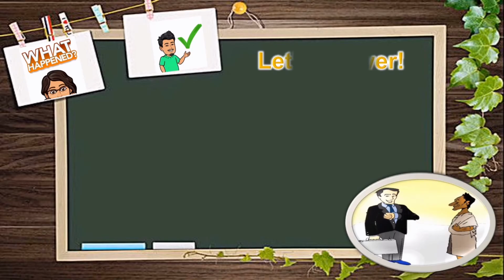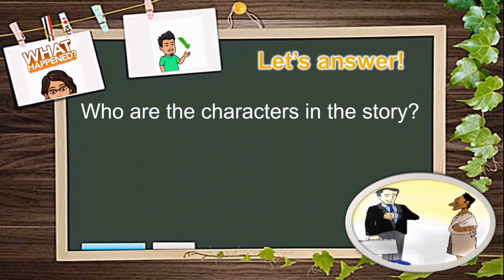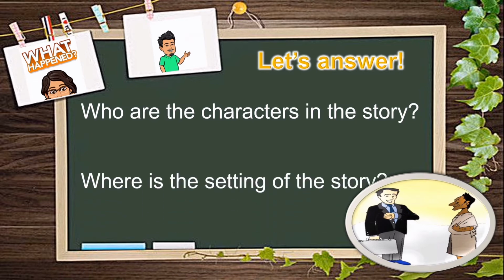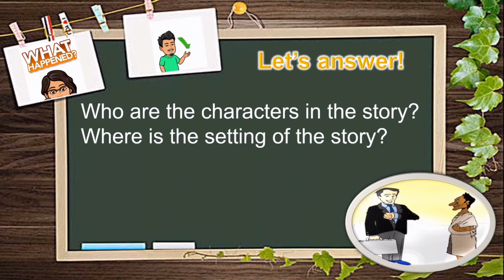Did you enjoy the story? Now, let us try to answer some of the questions. Who are the characters in the story? Obviously, we have 2 main characters in the story. We have the educated man and the peasant. Where is the setting of the story? As you see, the story took place in a countryside in Romania.